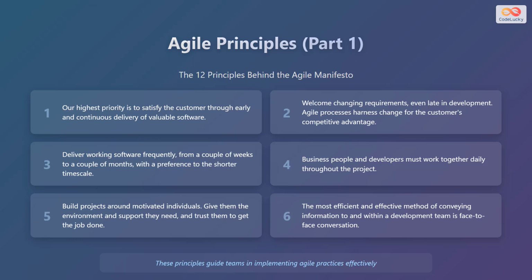Third principle. Deliver working software frequently, from a couple of weeks to a couple of months, with a preference to the shorter timescale. Fourth principle. Business people and developers must work together daily throughout the project. Fifth principle. Build projects around motivated individuals. Give them the environment and support they need, and trust them to get the job done. Sixth principle. The most efficient and effective method of conveying information to and within a development team is face-to-face conversation. These principles guide teams in implementing Agile practices effectively.